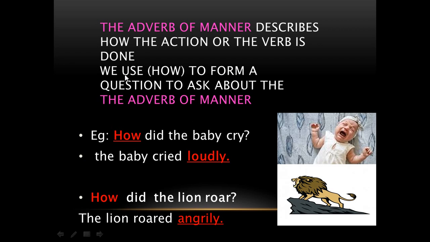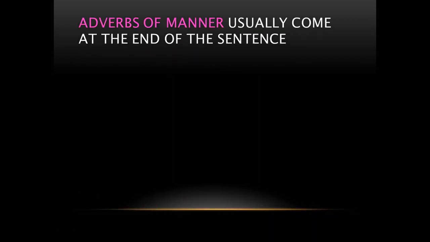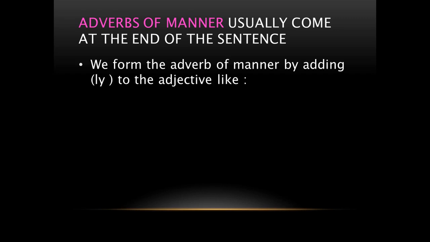It describes how the action happens, or happened if it's in the past, or will happen if it's in the future. How did the lion roar? The lion roared angrily. So angrily here is an adverb of manner that describes the way the lion roared. So the adverb of manner describes the way the action happens, how the action happens. Adverbs of manner usually come at the end of the sentence.